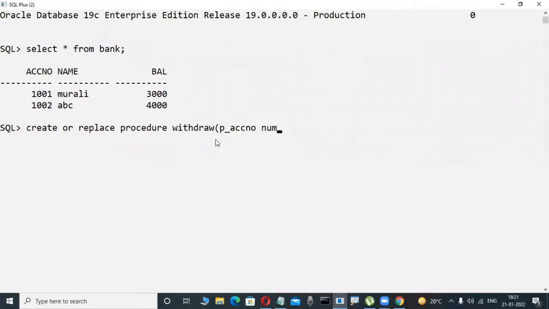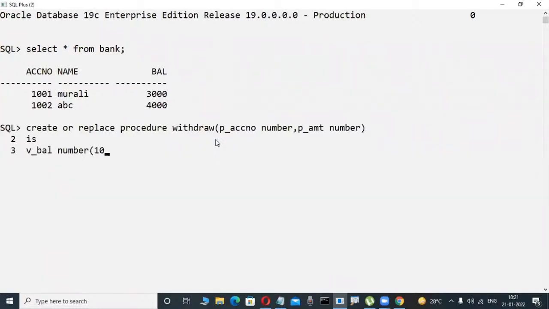Account number I'm passing. Again, amount also I'm passing, only because I try to withdraw. The ATM card is there. And now here amount, I'm passing something. Okay. Now some coding is there. I want to find out a balance.